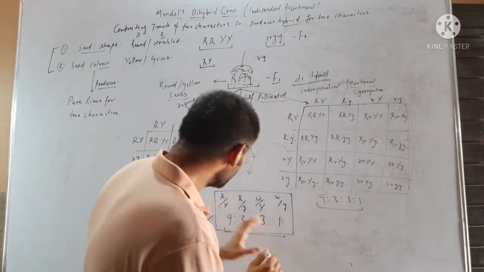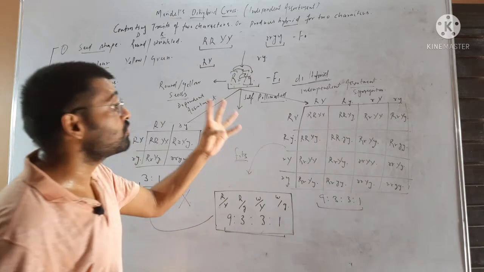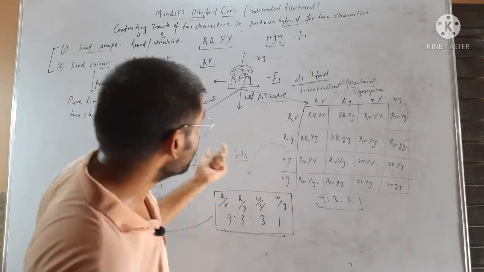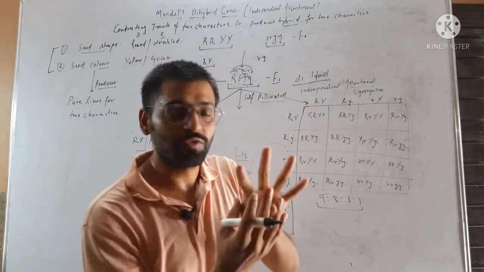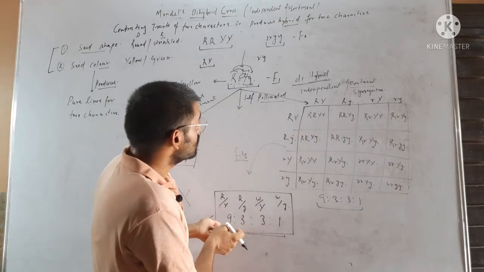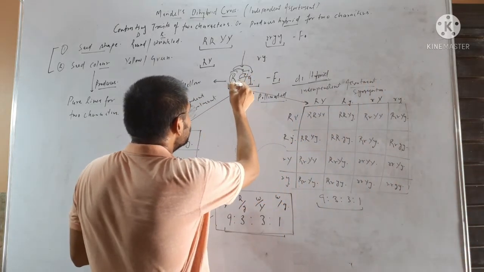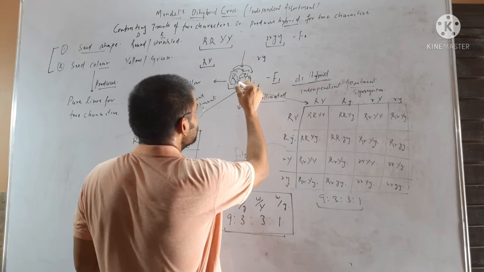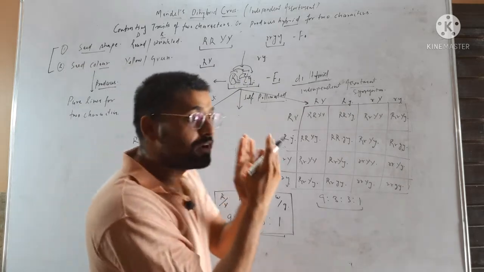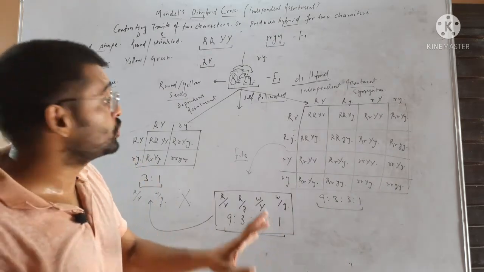So how can he get this result? He can get this result when 4 types of gamete form. In the case of dependent assortment, there will be 2 types of gamete. If 4 types of gamete form and these gametes fuse, then he can get this result. So how do 4 types of gamete form? They form when this allele forms a gamete with capital Y or small y, and small r can form a gamete with capital Y and small y. It means the alleles of one character are independent of the alleles of the other character during gamete formation.